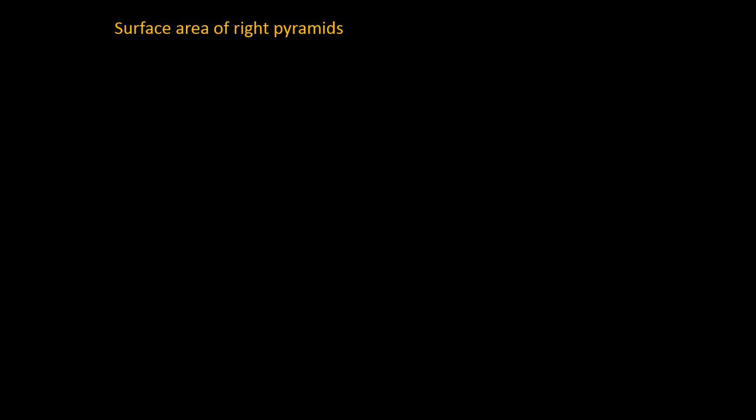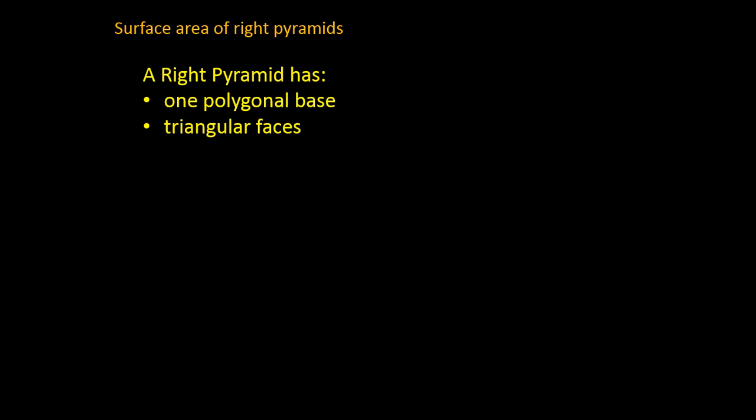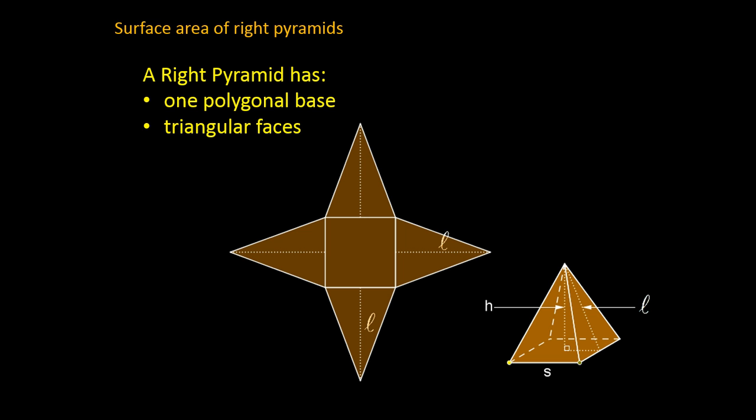So let's talk about pyramids and the surface area of right pyramids. Now what makes a right pyramid is that it has one polygonal base, and it has triangular faces that connect that base up to a vertex that's not in the base. So here's an example of a right square pyramid. You can see that the base is a square, and then there's a vertex that is not in that same plane of the base, but that vertex is connected up to the base by triangular faces.